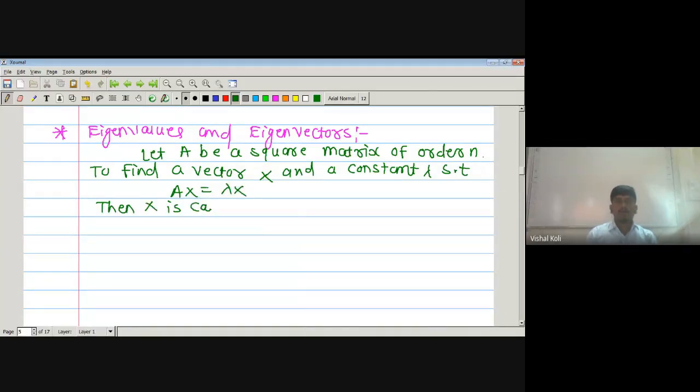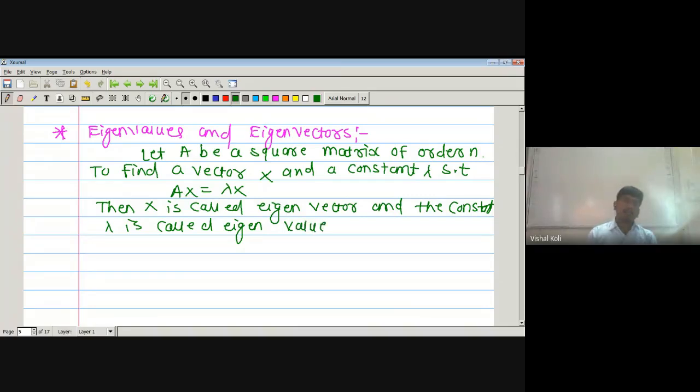x is called the eigenvector and the constant lambda is called the eigenvalue. Eigenvalue is also called the characteristic value, and eigenvector is called the characteristic vector. So suppose we have a square matrix of order n, then we have to find the vector x and a constant lambda such that this condition holds, A of x equal to lambda into x. Then this x is called the eigenvector and that lambda is called the eigenvalue.